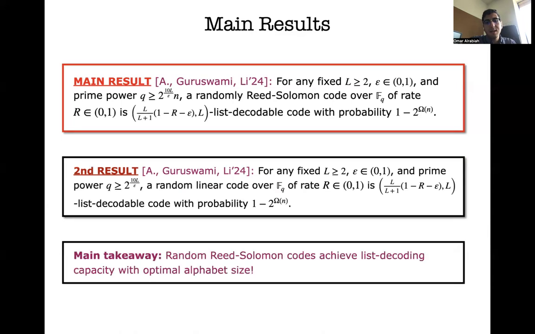But the main takeaway here is that random Reed-Solomon codes achieve this decoding capacity with optimal alphabet size, which is great. So we know that random Reed-Solomon codes can combinatorially achieve this decoding capacity, but there are still some obvious follow-up questions, which is: are there explicit Reed-Solomon codes or efficient algorithms for decoding Reed-Solomon codes up to capacity? But as a first step, we know that there are a lot of good Reed-Solomon codes out there.